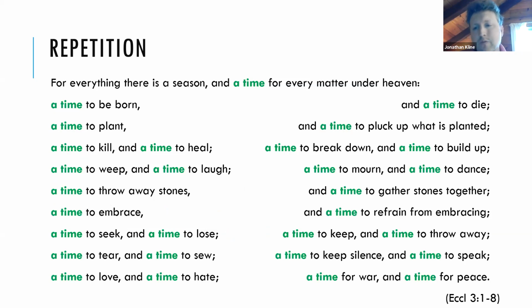In Ecclesiastes 3, the strong element of repetition, a time to be born, a time to die, a time to plant, and a time to pluck up what is planted, etc. That contributes really forcefully to the message of the poem, which is about the repetitious and, if you will, meaningless nature of life. Its cyclical nature that seems absurd.